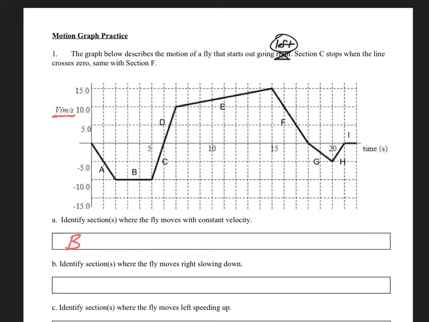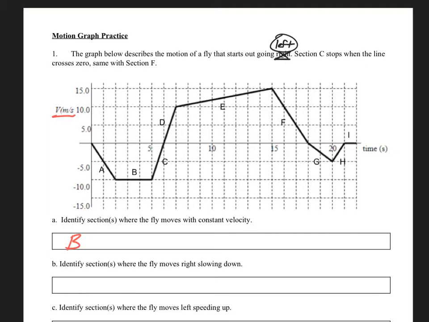Well, section B moves with a constant velocity. That is a constant velocity of -10. These numbers are a little bit off. Each of these lines, these markers, is 5. So that's where those should go. So the second line down would be -10 meters per second. So that's moving with a constant velocity.